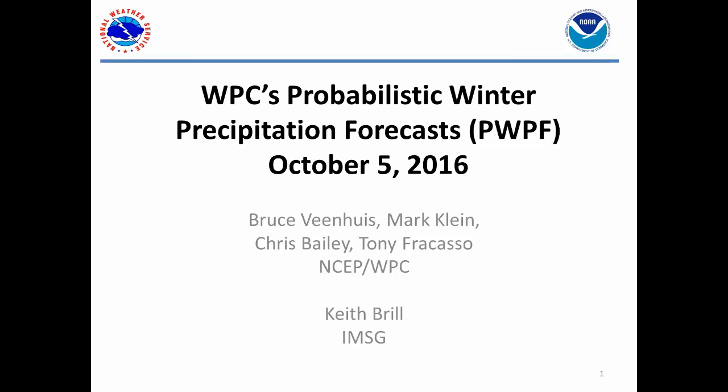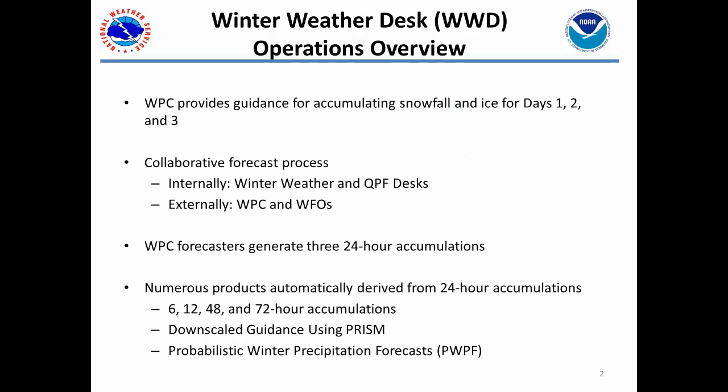Okay, great. So as Jeff mentioned, I'll be talking about our probabilistic winter precipitation forecast, or PWPS products. I'll start with just giving an overview of our winter weather desk operation. Our goal is to provide guidance for accumulating snowfall and ice for days 1, 2, and 3. We try to make this a collaborative forecast process, both internally between our winter weather desks and QPF desks, as well as externally between WPC and WFOs.